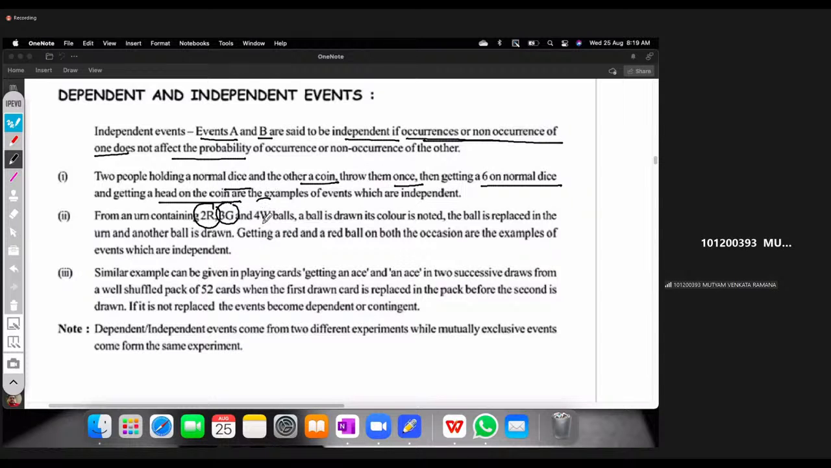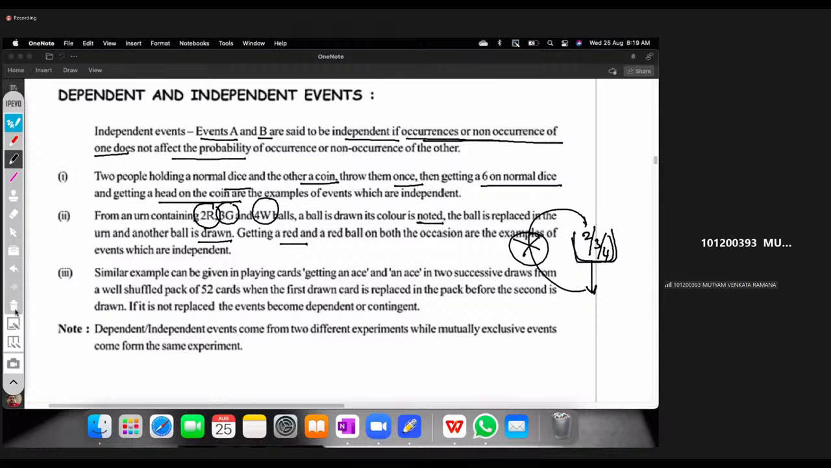So a ball is drawn, color noted. The ball is replaced, and then getting the red ball in the second draw is also independent. For example, if you are picking one ball out of 2 or 3 or 4 balls and you are not replacing it, then the probability of getting another ball will depend on this one. Otherwise, it will be independent only.